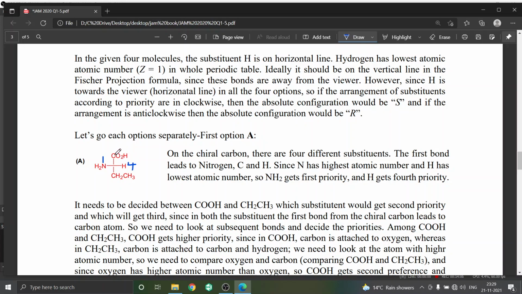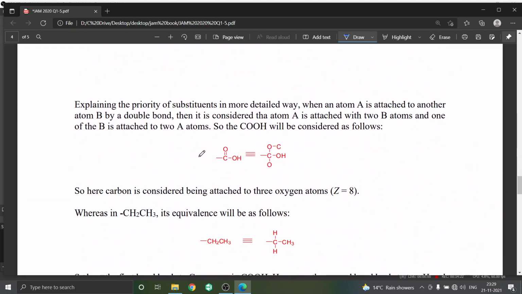Now the fight is between 2 and 3. So we don't know whether COOH is 2 or CH2CH3 is 2, because the first bond from this chiral carbon leads to carbon both up and down. Now what happens if you see COOH? COOH is attached to a double bond oxygen and one OH. So in the CIP rule, a double bond is considered as two bonds. That means carbon is attached to two oxygen atoms. So carbon, I am attaching it to two oxygen atoms.